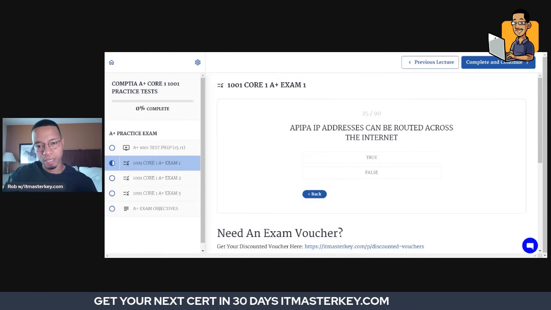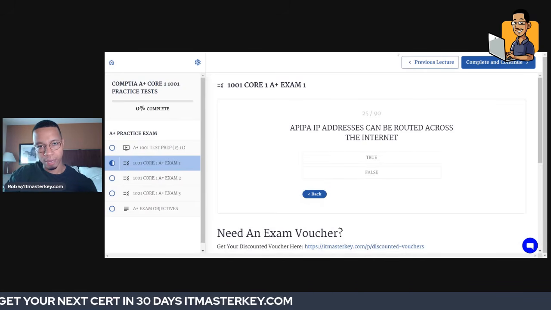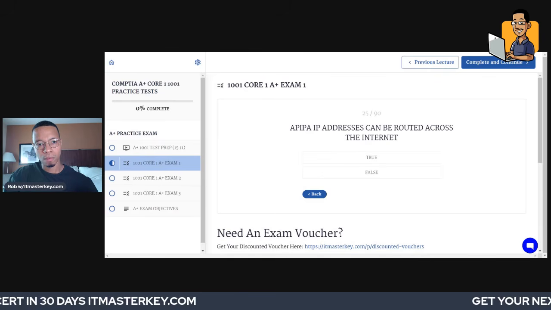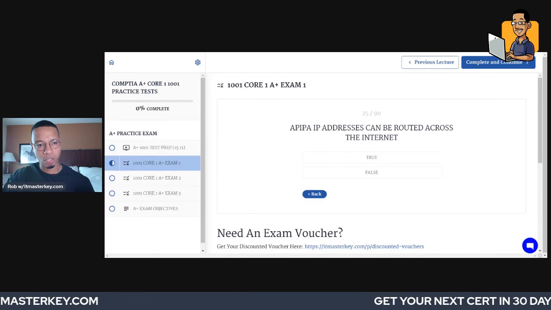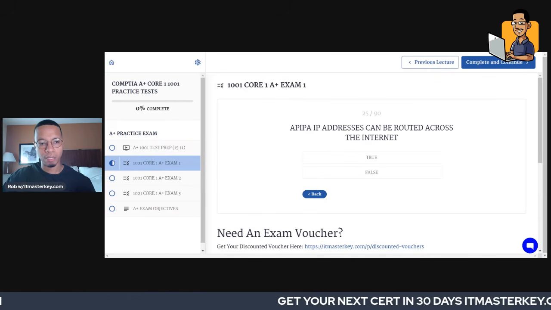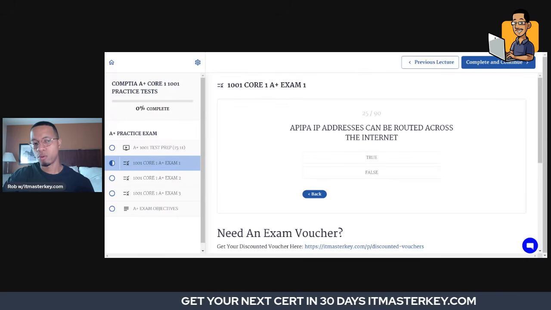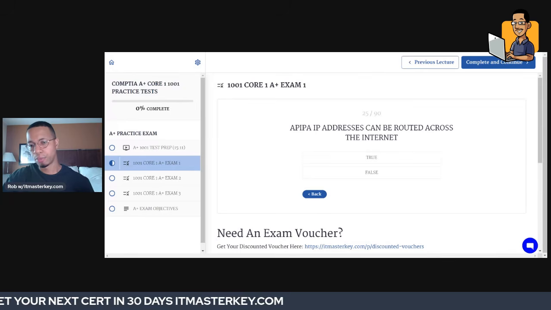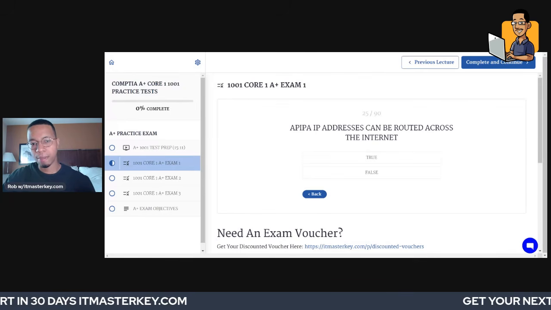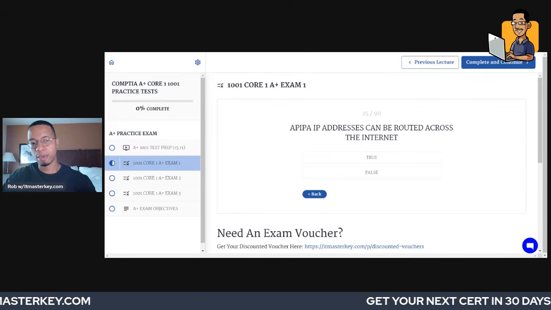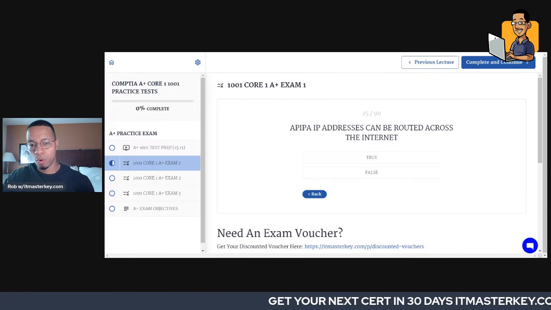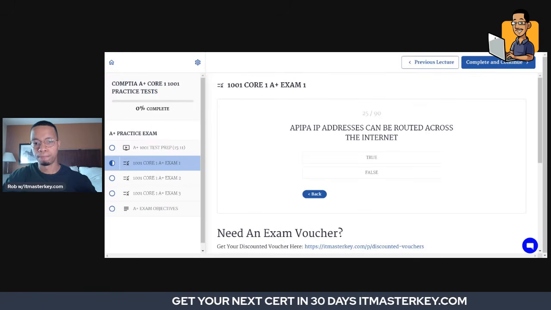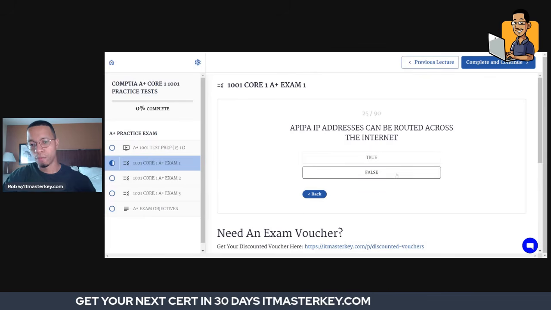APIPA IP addresses can be routed across the internet. So this is something different that I just threw in here, just not to confuse you, not to throw you off. There are no yes or no, and there are no true or false questions on the actual exam. Well, let's see how you guys do. APIPA IP addresses can be routed across the internet. Is that true or false? That is false. All right.